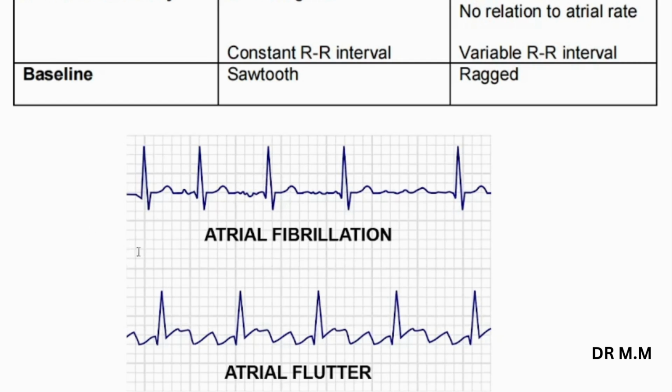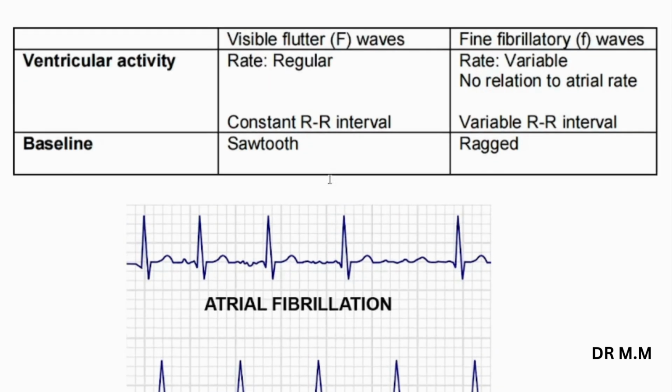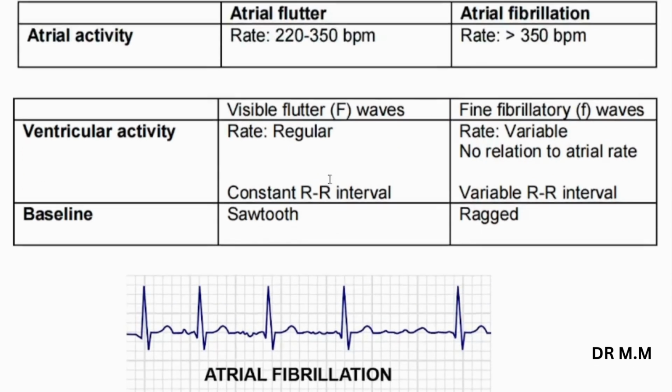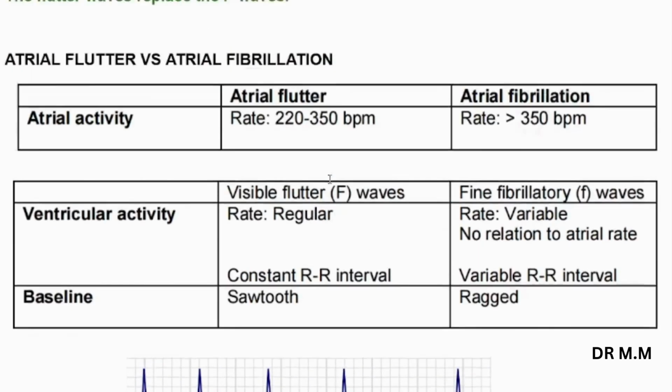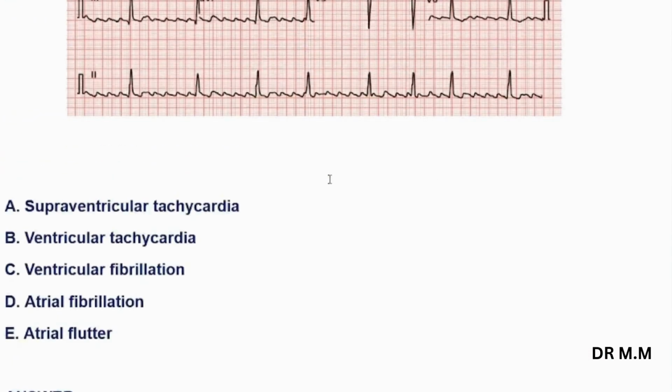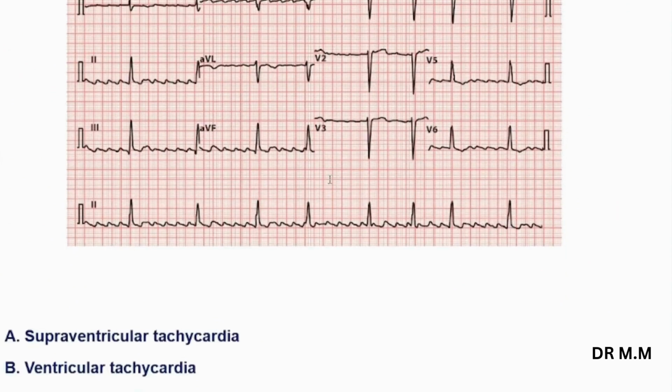Okay, the baseline pattern in atrial flutter is a sawtooth pattern, but in atrial fibrillation, the baseline pattern is irregular, and this is pathognomonic for atrial fibrillation. Here was a short explanation about atrial flutter and the differences between atrial fibrillation and atrial flutter on ECG.